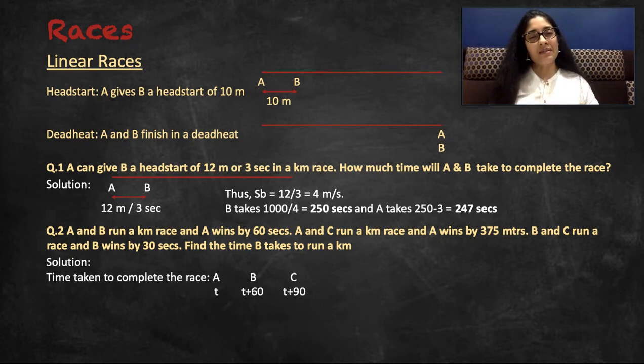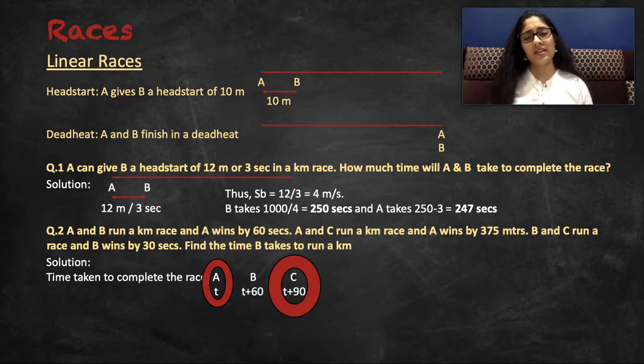If I have to compare the time taken by each, from the first statement we can say that if A takes t seconds, B will be taking t plus 60. From the third statement we can say if B takes t plus 60, C would be taking t plus 90. Now if I just have to compare A and C, we can say that C takes 90 seconds more than A. And from the second statement, it is very clear that C also takes 375 meters more than A.